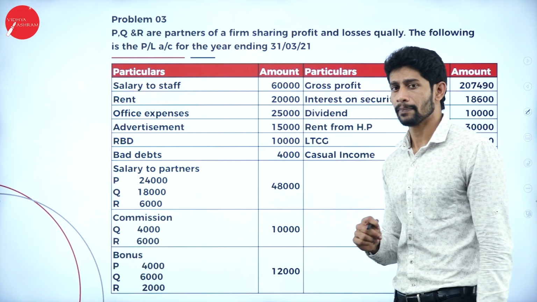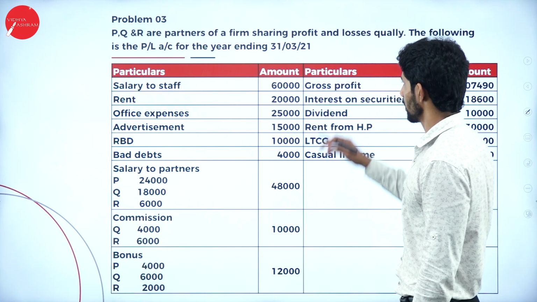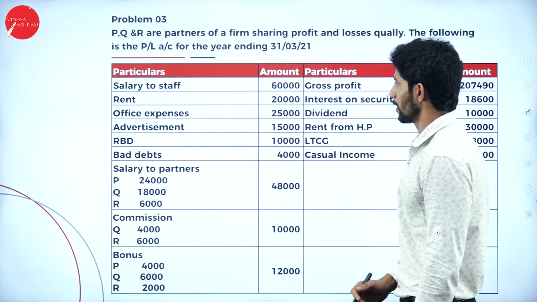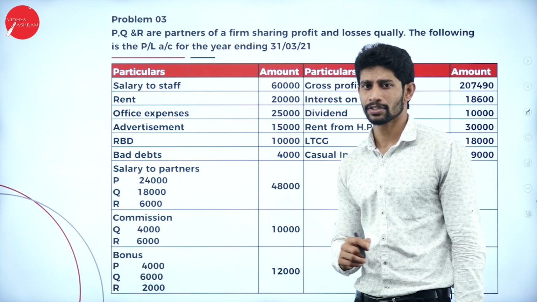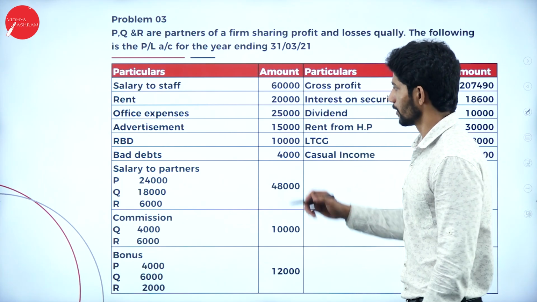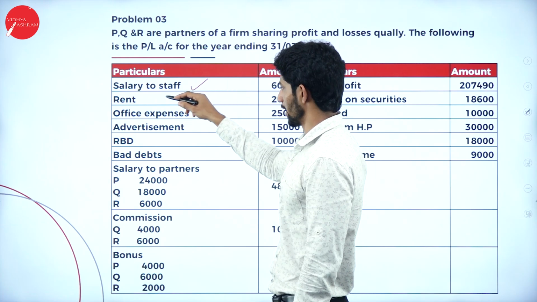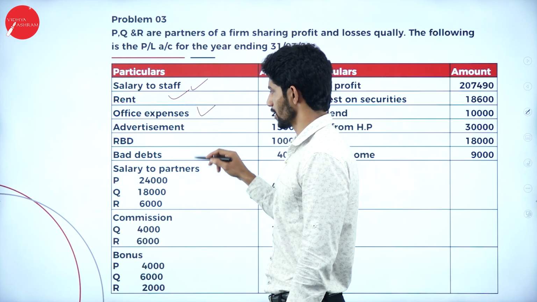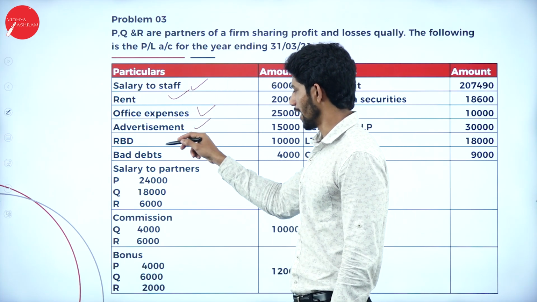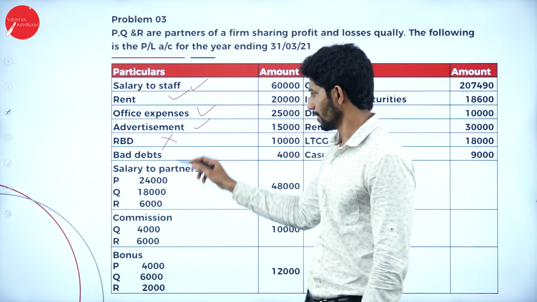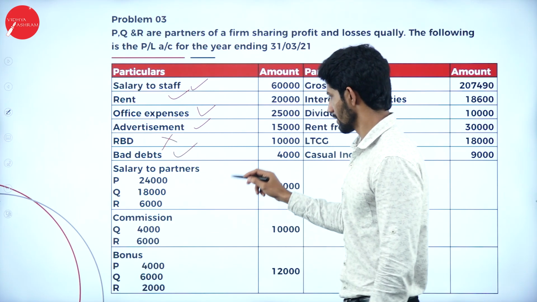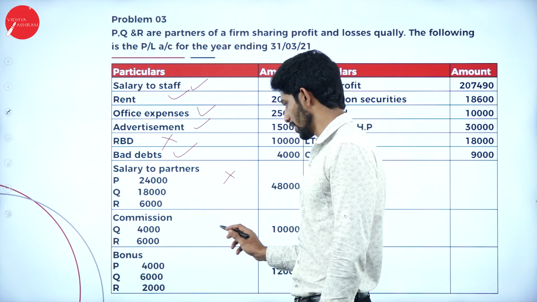P, Q and R are partners of a firm sharing profit and loss equally. The following is the profit and loss account for the year ending 31st March 2021. So particulars, amount. Salary to staff, business. Rent, business. Office expenses, business. Advertisement, business. RBD, not a business expenditure. Bad debts, business. Salary to partners, not a business expenditure.